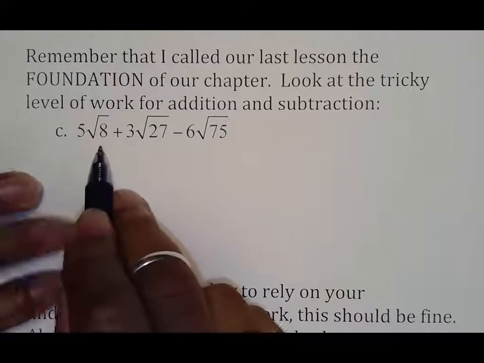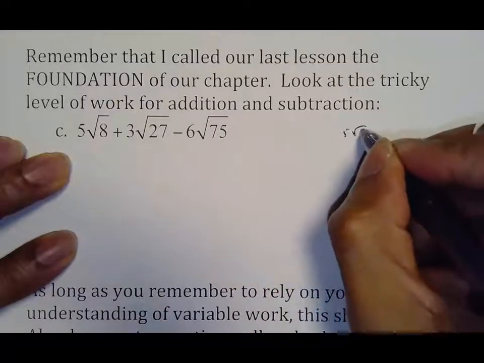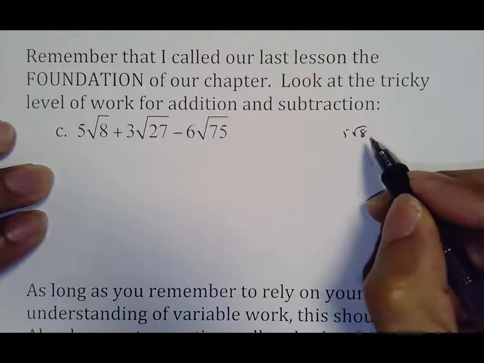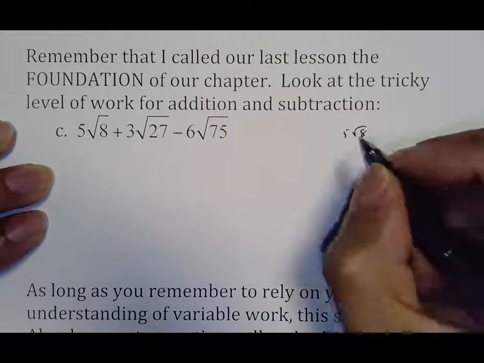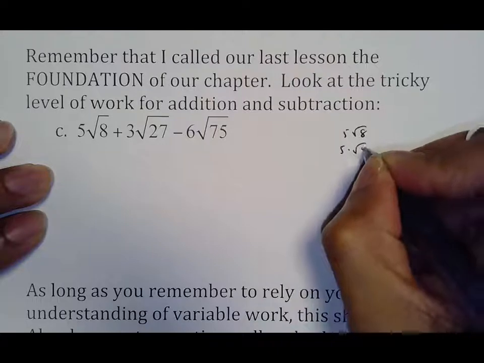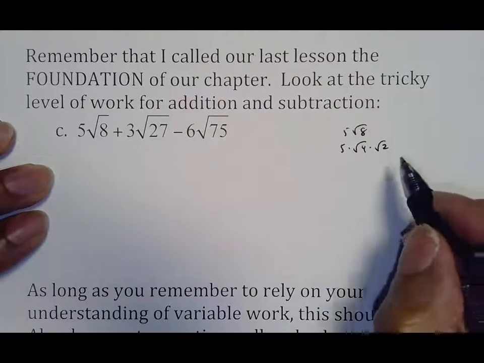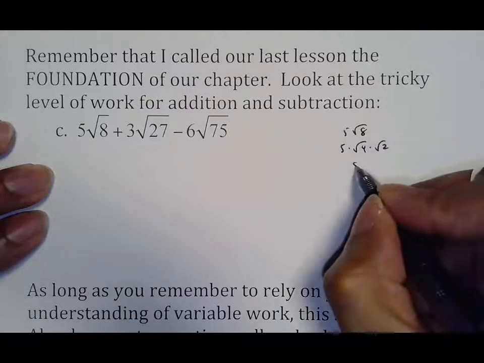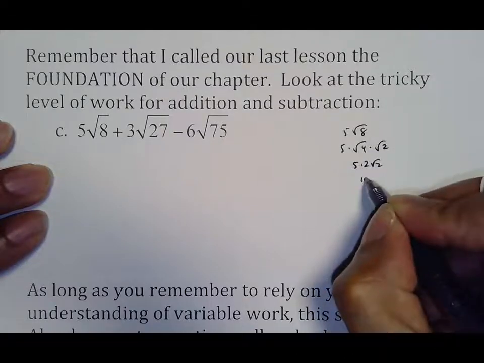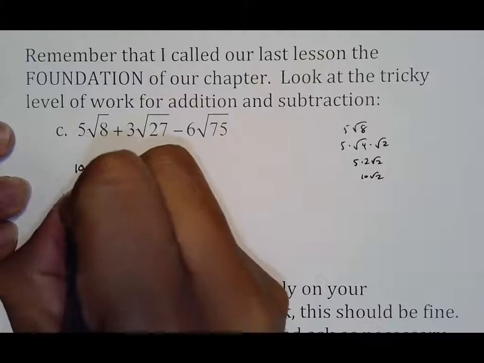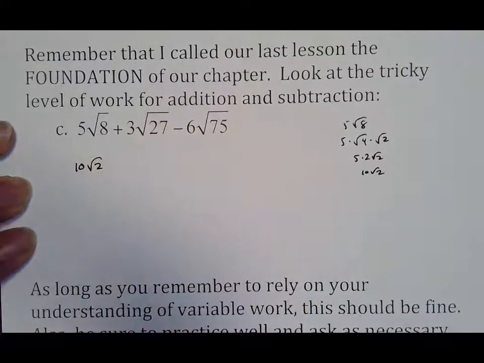So what I'm going to do is look at 5 root 8 and take it off to the side and say 4, 9, 25, 49. I believe 4 goes into 8. So this is 5 times root 4 times root 2, right? Because 4 times 2 makes 8. This turns into a 2, so it's actually 5 times 2 root 2, which makes 10 root 2. So that's what this actually is, 10 root 2.